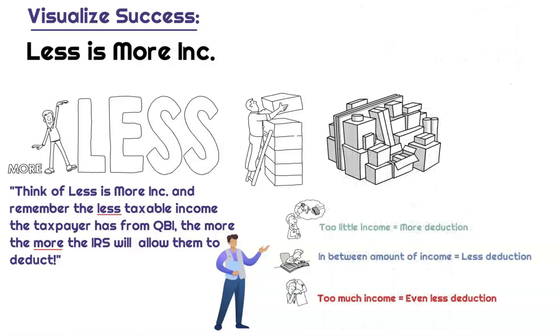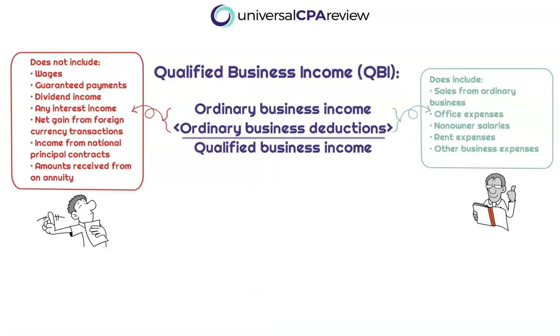But more importantly, when you think of less is more, you're going to remember that the less money you make, the more the IRS will allow as a deduction. And that makes sense, right? The less money you make, the more they're going to allow. The more money you make, on the other hand, the less the deduction they're going to allow. So less is more is also more is less. Think about it. This is going to make a lot more sense when we go through our calculations one by one. But let's start by understanding what qualified business income is and what it is not.